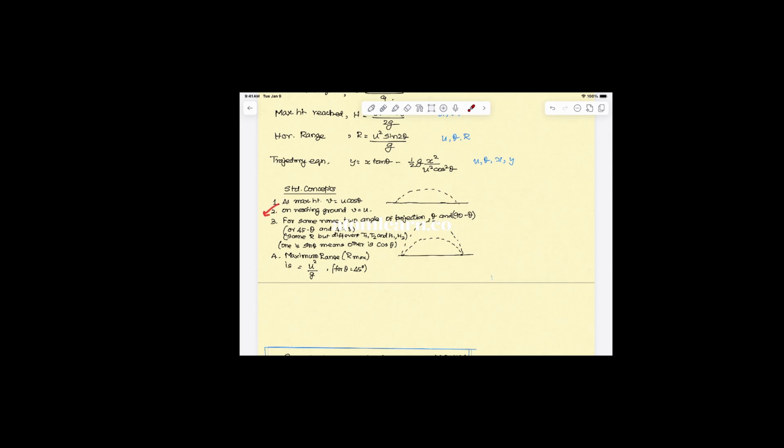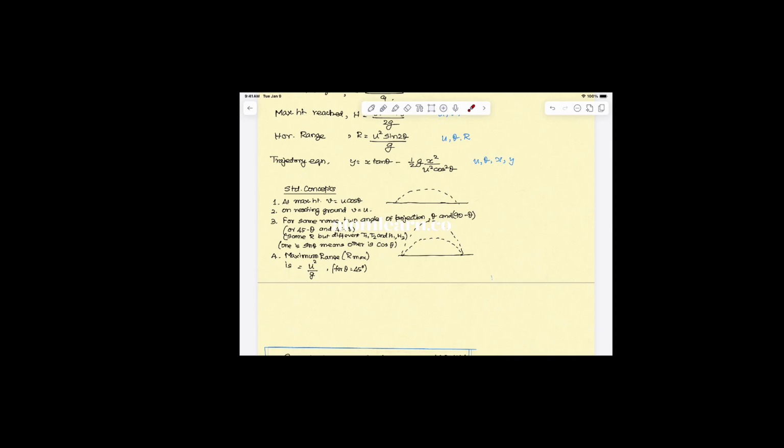Then the second simple concept is, on reaching the ground, what is the velocity? Suppose it is now reaching the ground here. Then the velocity just before reaching the ground is the same as what was projected, u, that is the speed. Whereas the direction will be, instead of like this, it will be like this. That means we'll have to answer v equal to u, at an angle theta which is the same as the projection angle theta. The initial velocity vector is like this, the final velocity vector is like this. So we'll have to know about this point.